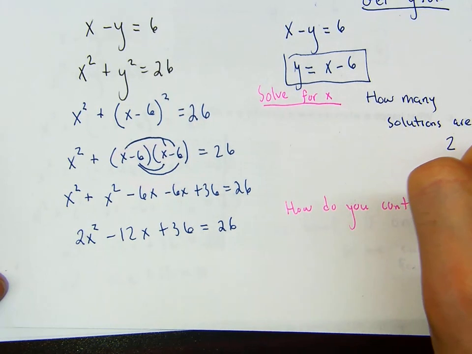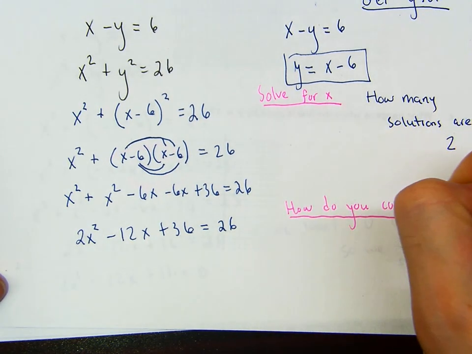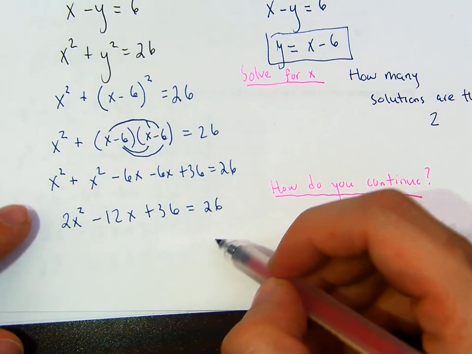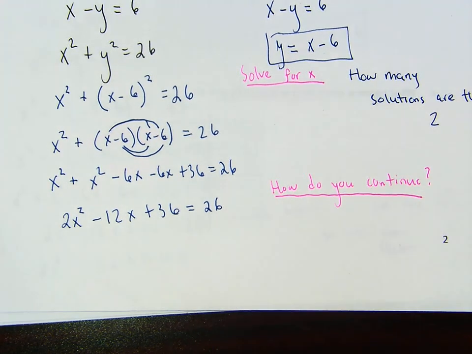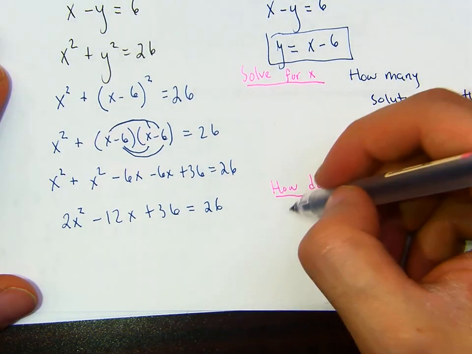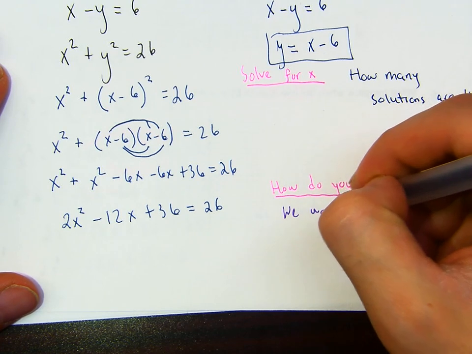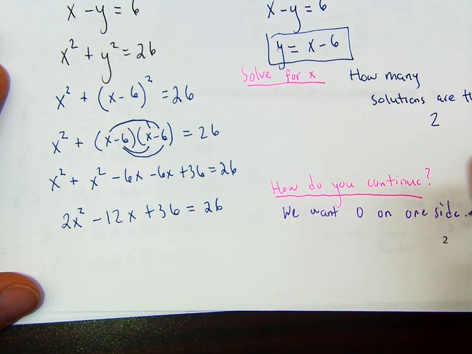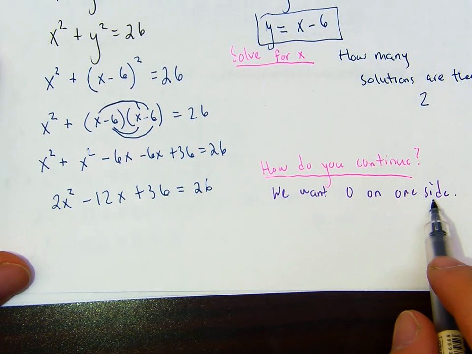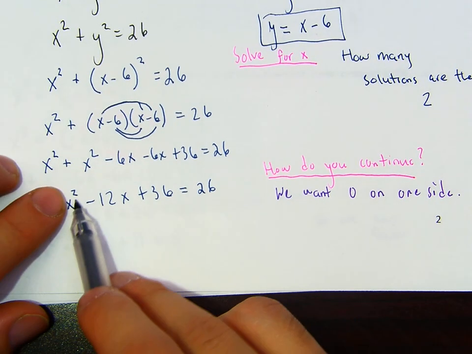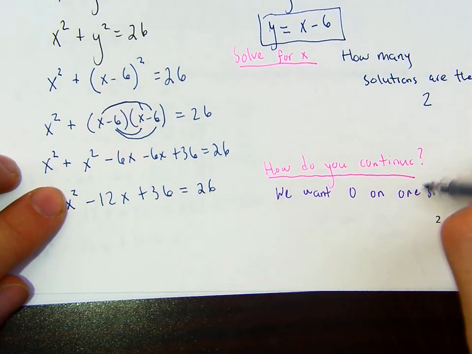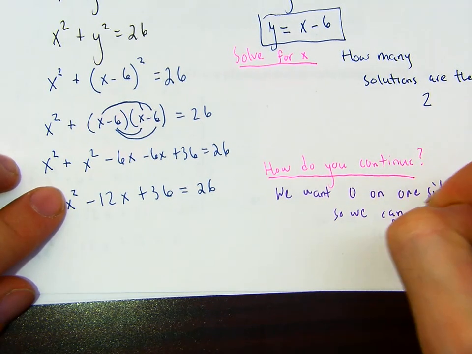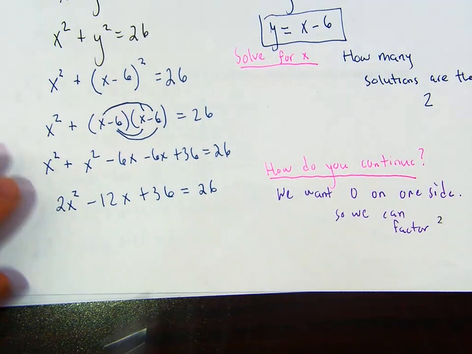Right? This is where a lot of people got stuck before. I want you to pause the video and really think about it. Like, how do I keep continuing to solve for x, right? So if you want to see how it's done, we want 0 on one side, okay? Why do you want 0 on one side? Or how do you know? Because remember, if I have some x squared, we want to get 0 on one side so we can factor, okay? So let's get 0 on one side.